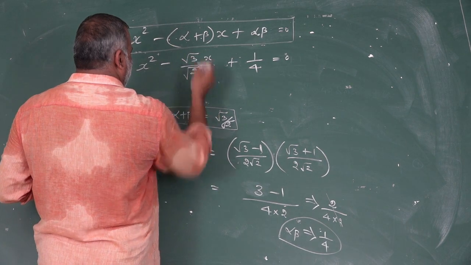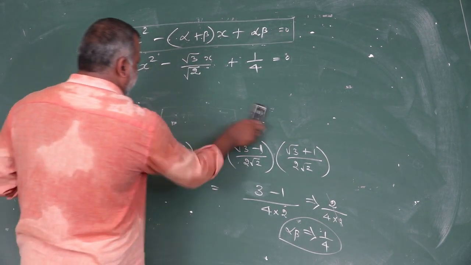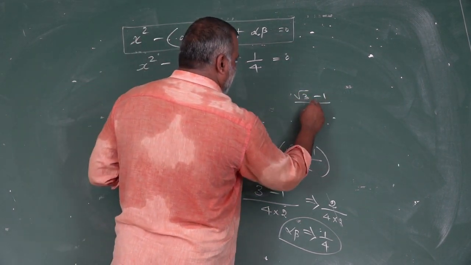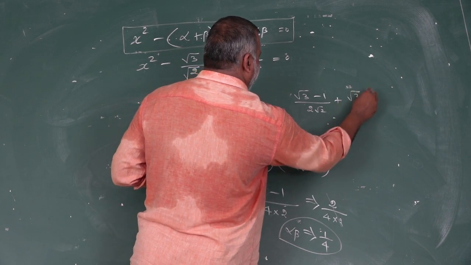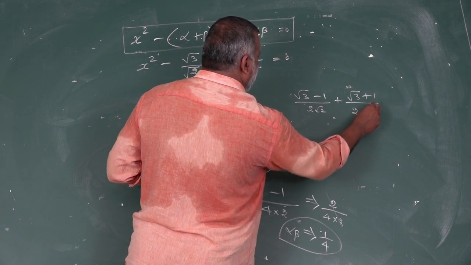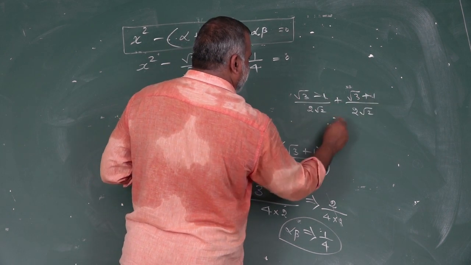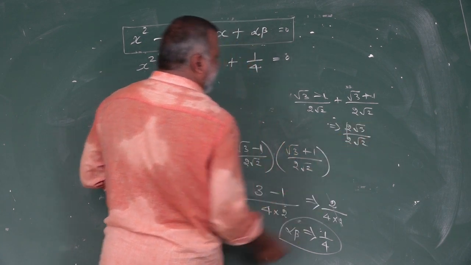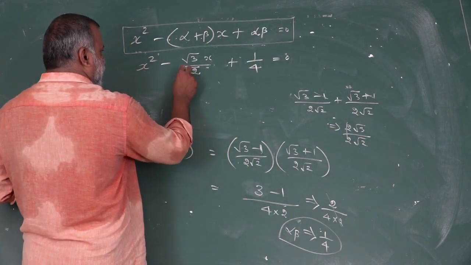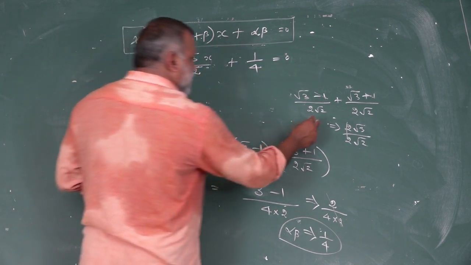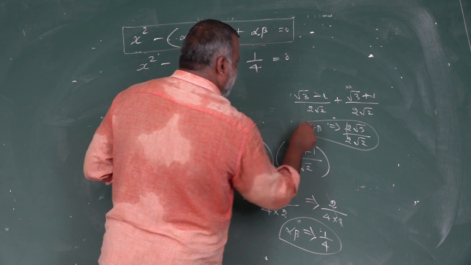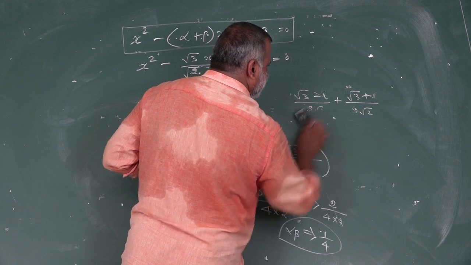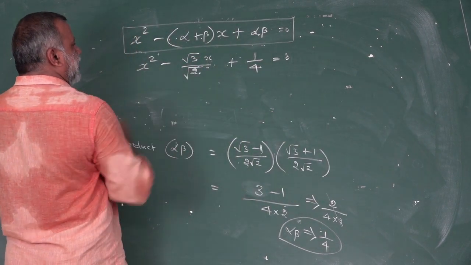Once again check your result. Adding, root 3 minus 1 divided by 2 root 2, and root 3 plus 1 divided by 2 root 2. Adding means positive and negative will be cancelled. Here 2 times root 3 divided by 2 root 2, so 2 will be eliminated, giving root 3 by root 2. So do the correction in your previous result. This is alpha plus beta, the summation. Initially I wrote 2 here, so correct it: root 3 x divided by root 2.